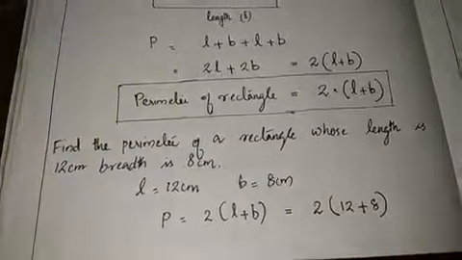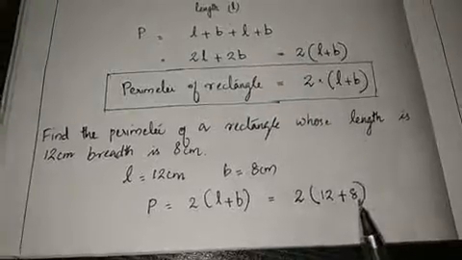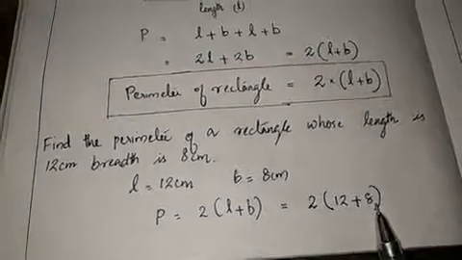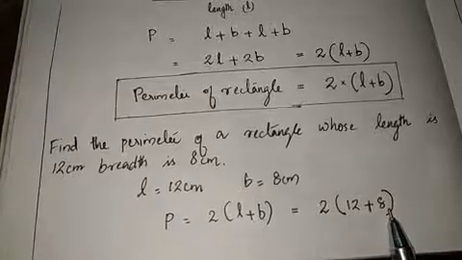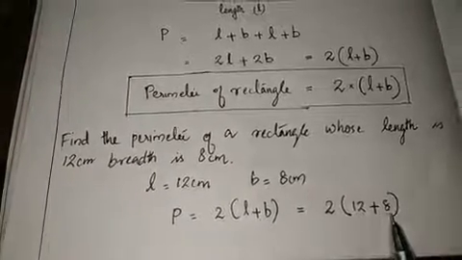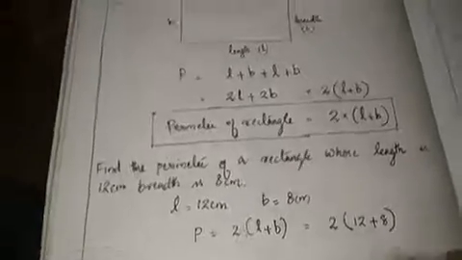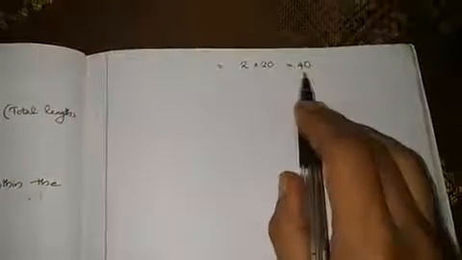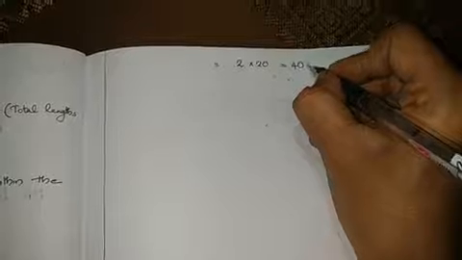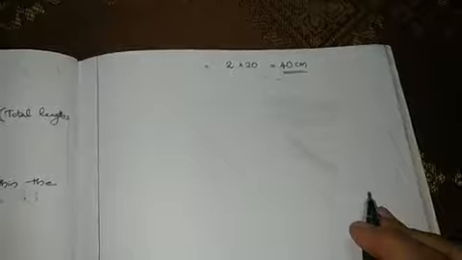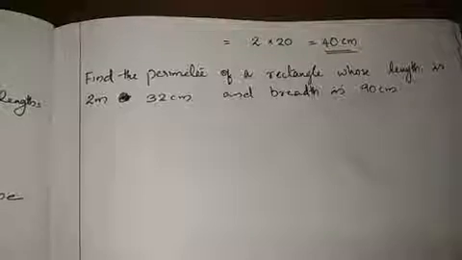Okay. So here you can see 12 and 8 is in the bracket. So we should solve the bracket first. So here 12 plus 8, 20. So I can write P is equal to 2 into 20. What is 2 into 20? That is 40. Now the unit of perimeter, we should write it as 40 centimeter. Okay. Write the next question.